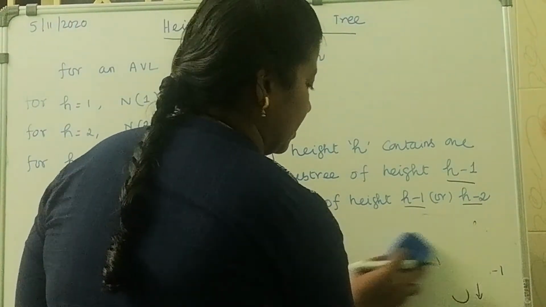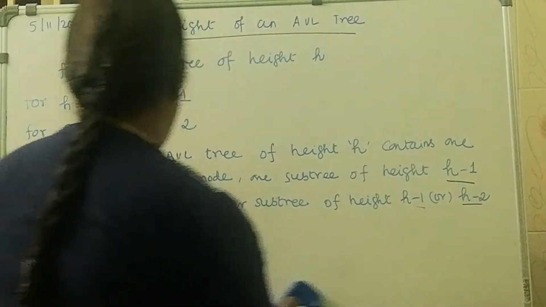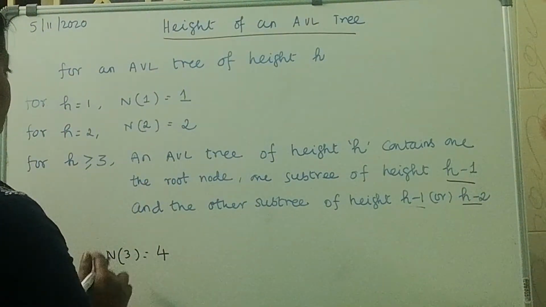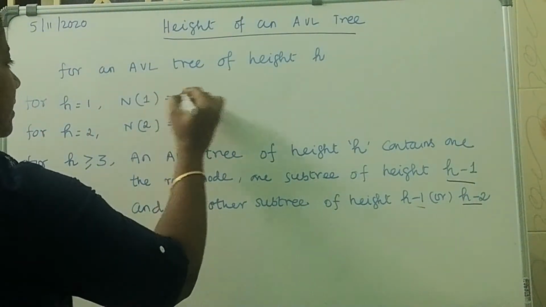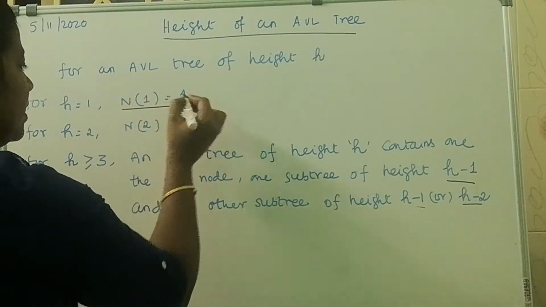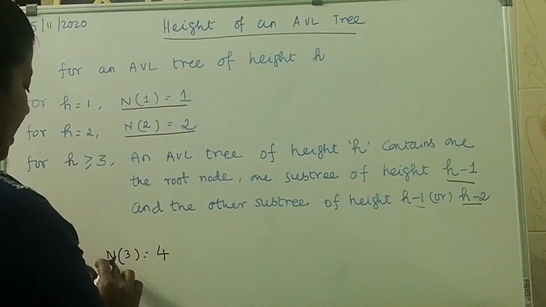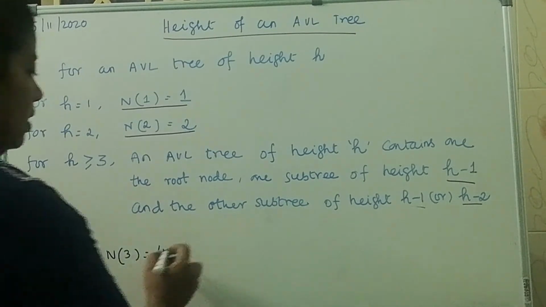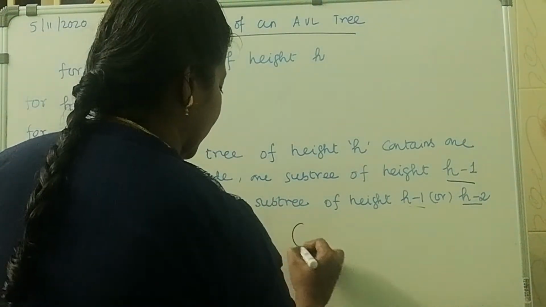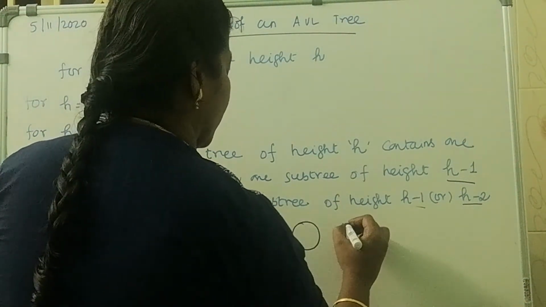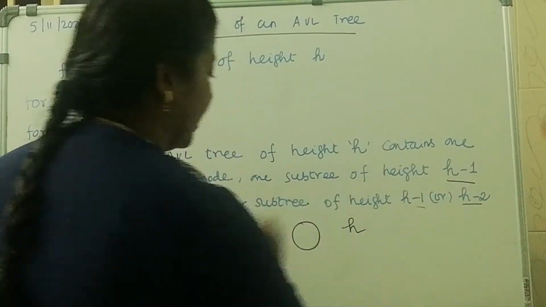This is for n of 3. I have given n of 3 equal to 4. I have already defined the base condition: n of 1 equal to 1, n of 2 equal to 2, and then n of 3 equal to 4. So from this definition we can generalize an AVL tree of any height h.